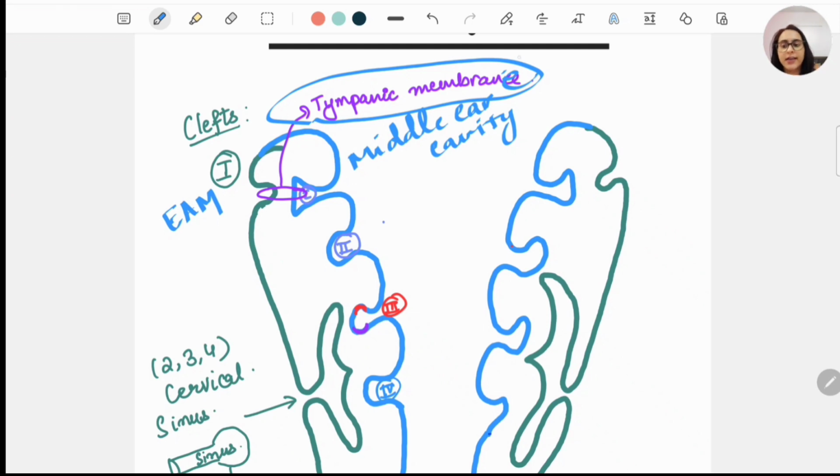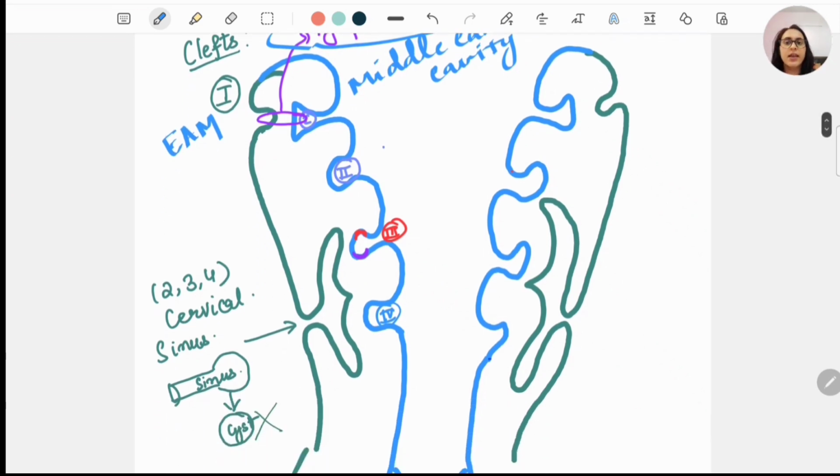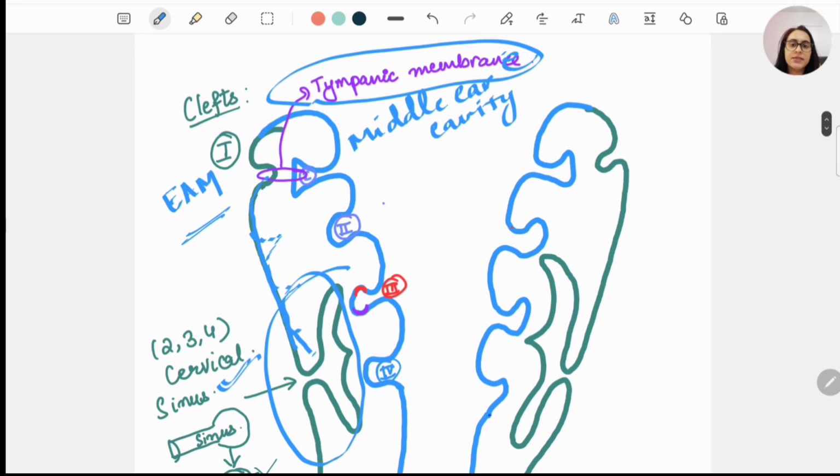So let's talk about the cleft first. The first cleft gives rise to the external auditory meatus. Now as you can see, the second, third and fourth pharyngeal clefts get obliterated. They descend down and form this sinus. This is known as the cervical sinus, which is formed by obliteration of the second, third and fourth clefts. If this sinus still persists in a person, then it forms a cyst.